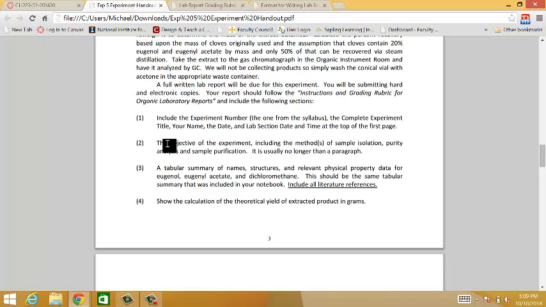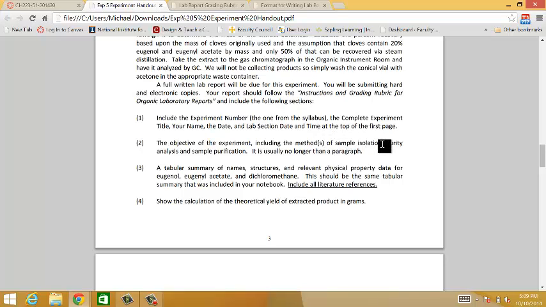Then, as far as the objective of the experiment goes, you're going to have that as the next section. When you write the objective, the first thing you want to do is state what the experiment is, what the purpose of the experiment is, what the objective is. Then you're going to include the method of sample isolation. So how did we isolate the sample?